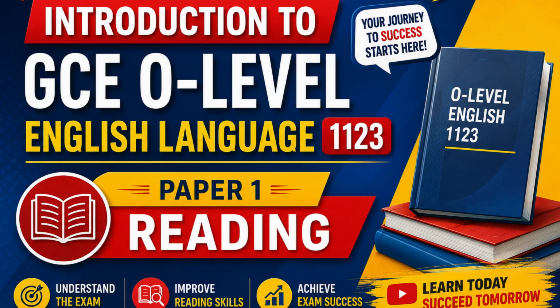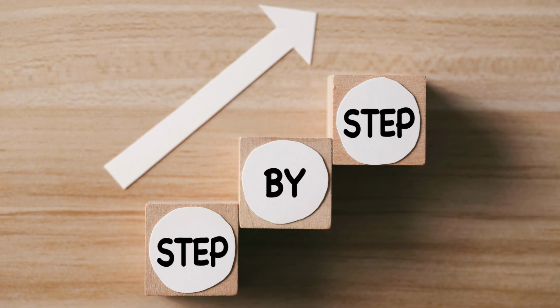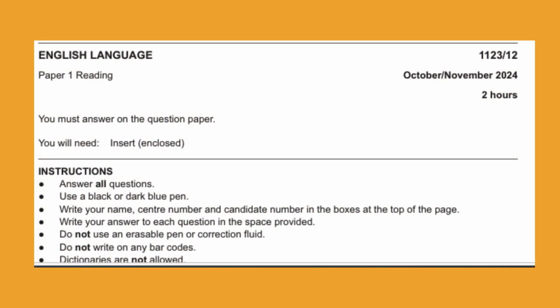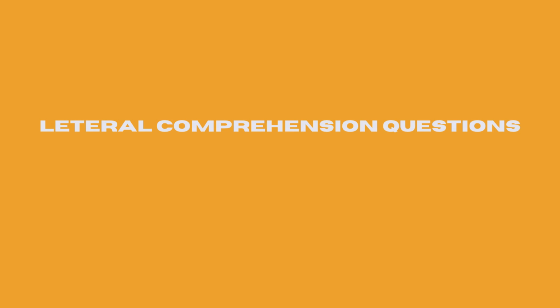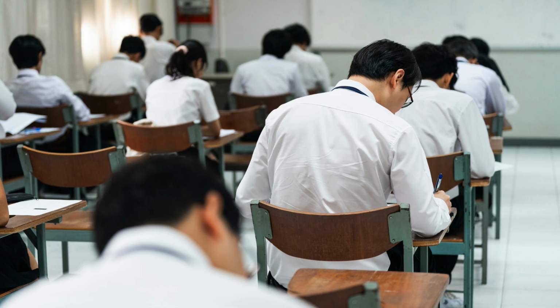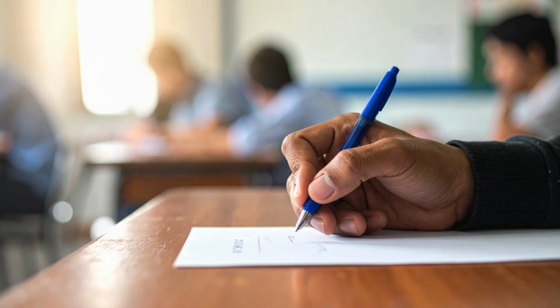In this series, I'll guide you step by step through Paper 1 reading of the Cambridge GCE O Level English Language 1123 examination. Today's lesson is about literal comprehension questions from question 1. These are some of the easiest marks in the paper, but only if you know exactly what the examiner wants. Let's look at a real Cambridge example.